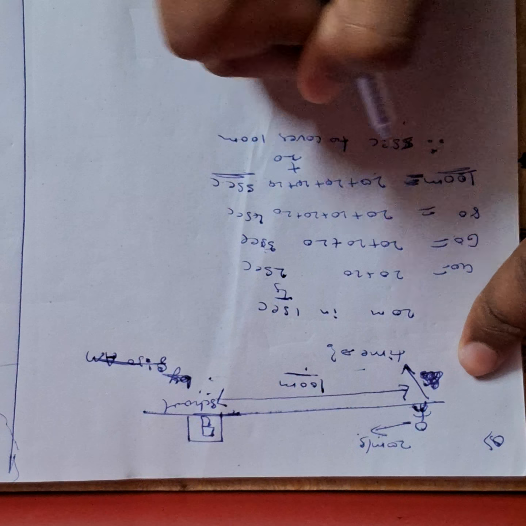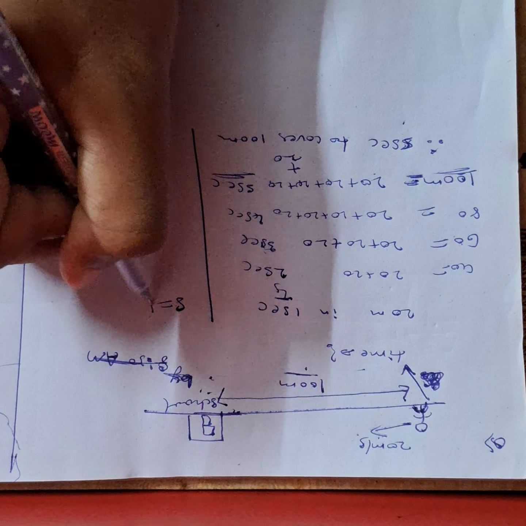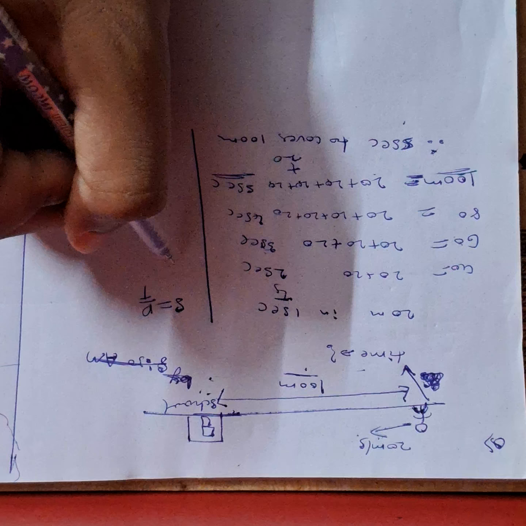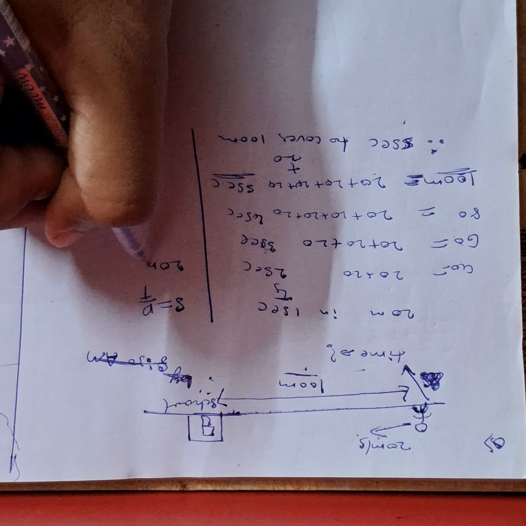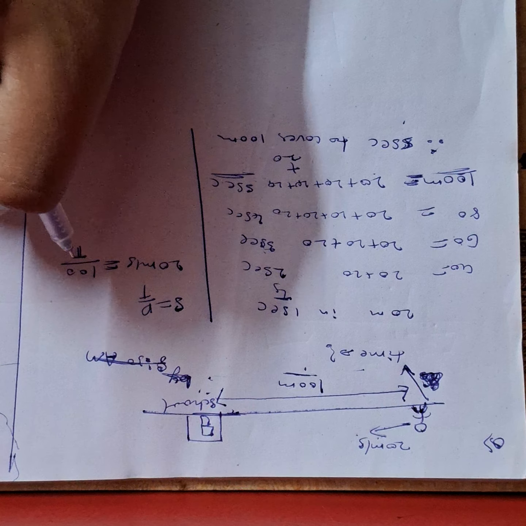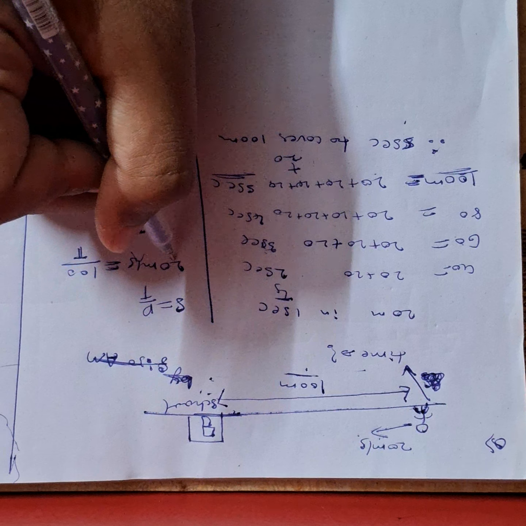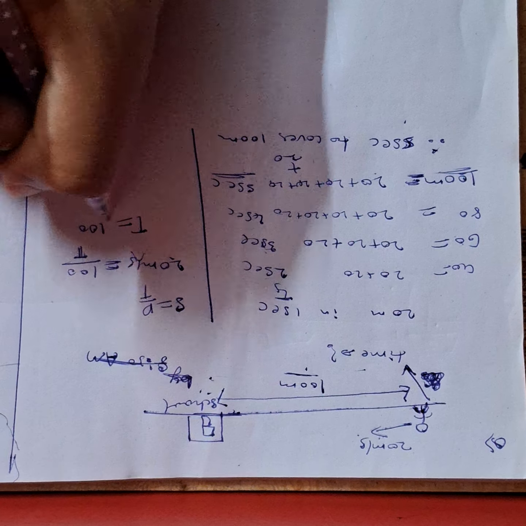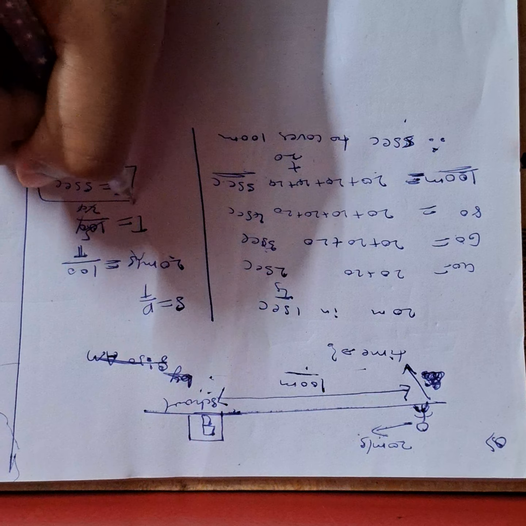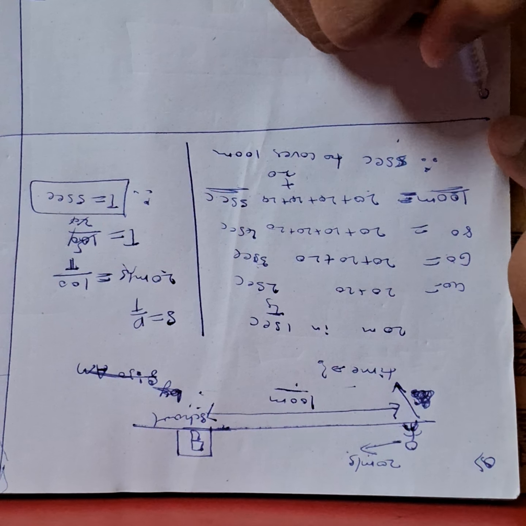Okay, you can even solve this by using the formula: speed equal to distance by time, s equal to d by t. Speed is given as 20 meter per second, distance is given as 100, and the time taken by the object to cover that 100 meters is, sending this to the denominator, 100 by 20, 5. Time taken is 5 seconds. Okay, solve this question.